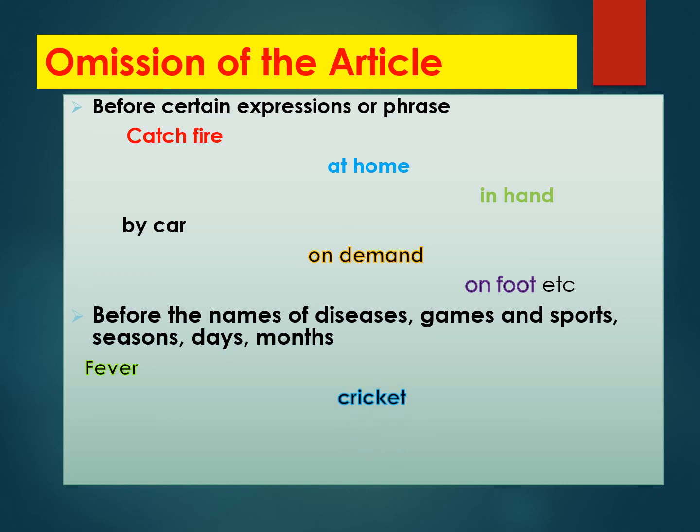Cricket is a name of a game. So we should not use any article before noun cricket. Summer, it's a name of a season. Before that, we should not use any article. April is a name of month. So we should not use any article before the name of the month.